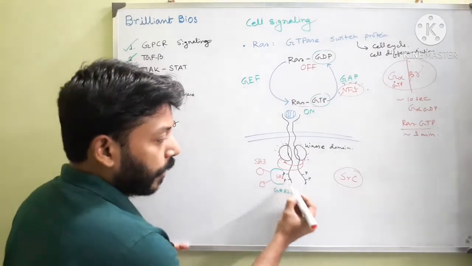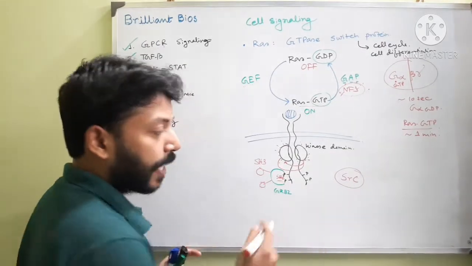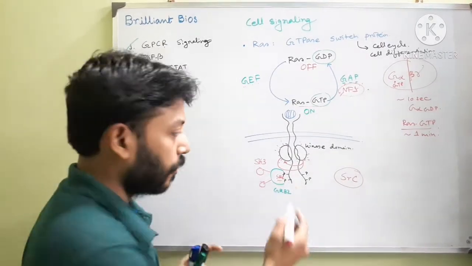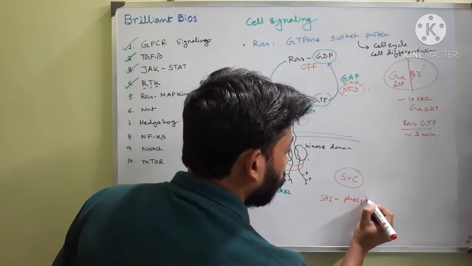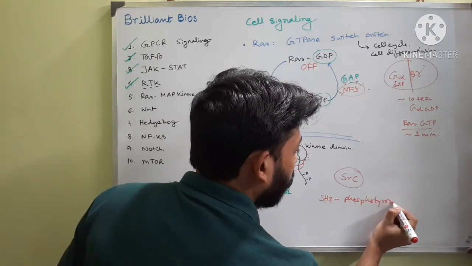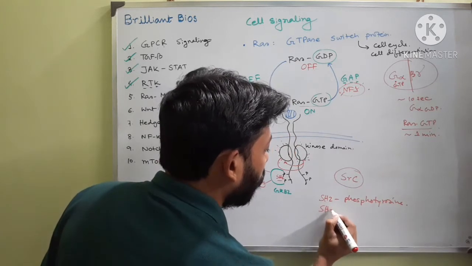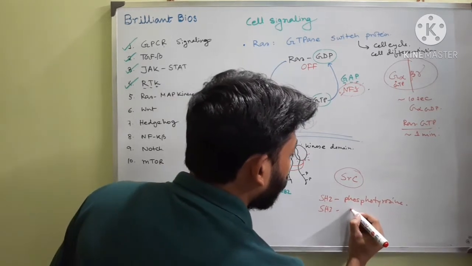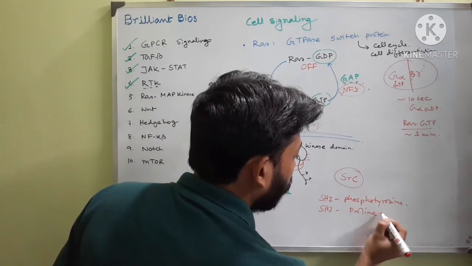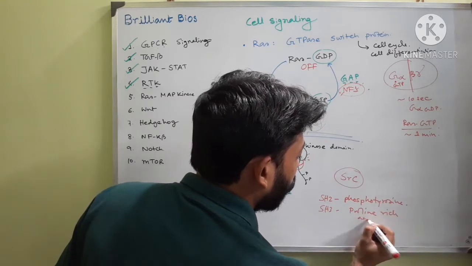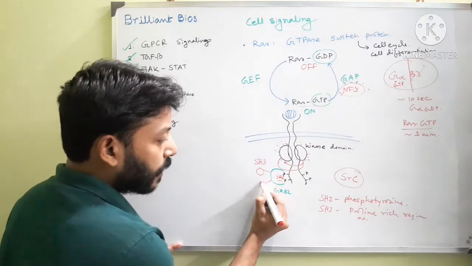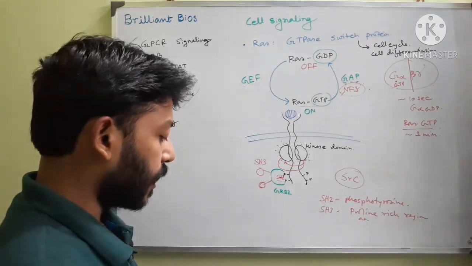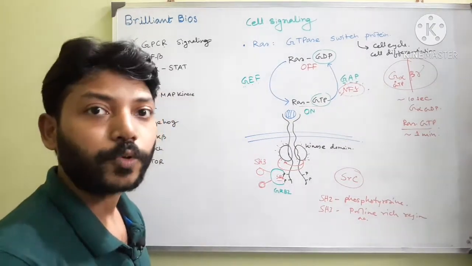This SH2 domain identifies phosphotyrosine, but the SH3 domain identifies proline amino acid rich regions of proteins, and they have two SH3 domains through which it gets associated with another protein.